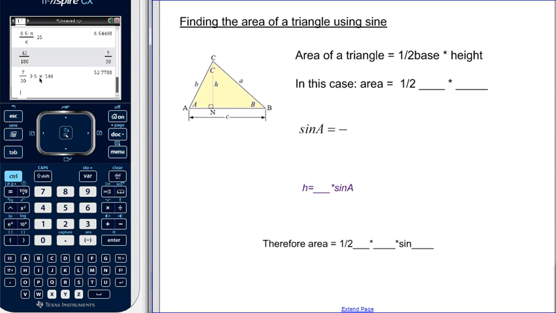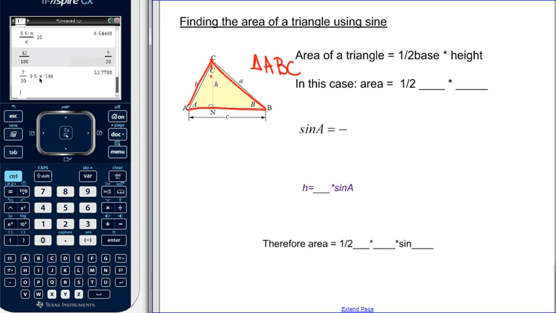Okay, and how that works. We know the area of a triangle is 1/2 times base times height, right? So here we've got a triangle, triangle ABC. We can label that as triangle ABC. And this is what we want to find the area of, the entire triangle, this one.